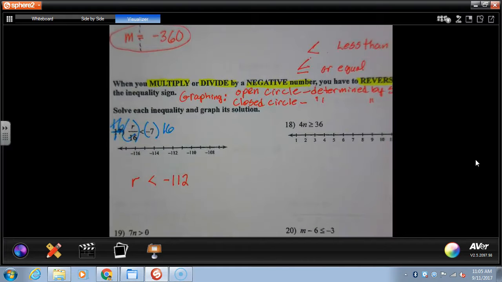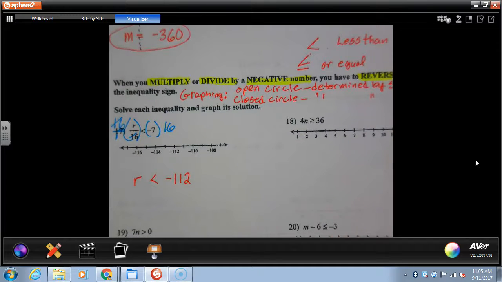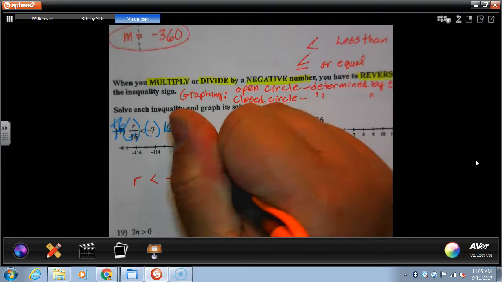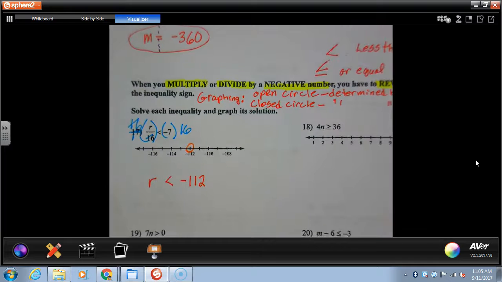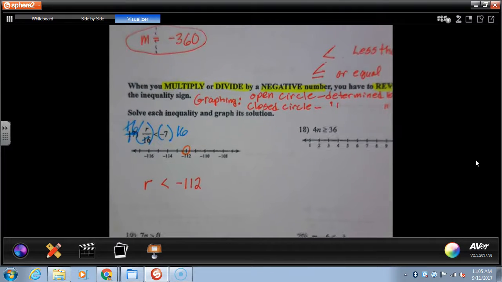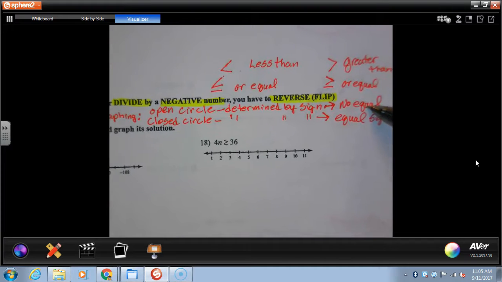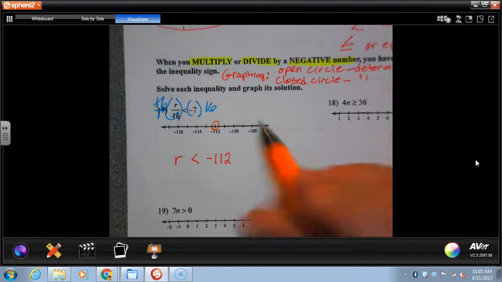Now I'm going to graph it. So I've got this negative 112. Here's negative 112. Do I have an open or closed circle? Open, because there's no equal sign. No equal sign, open circle. Okay.